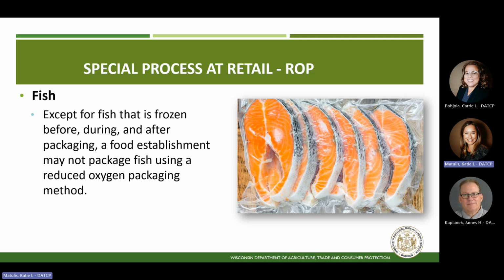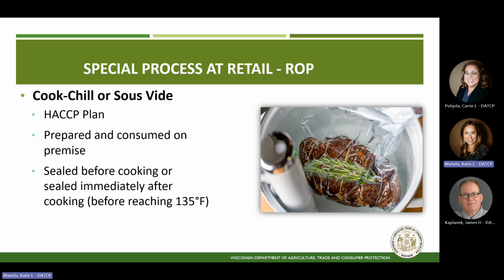The next ROP process that requires a HACCP plan is ROP fish. A food establishment may not package fish using a reduced oxygen packaging method except for fish that is frozen before, during, and after packaging. There is no date marking requirement because the product is maintained frozen throughout the entire process. Lastly, we'll discuss cook, chill, and sous vide.